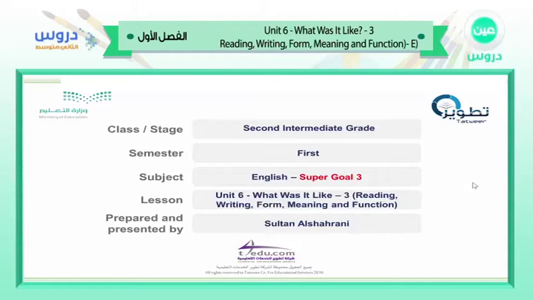So, first of all, thank you very much all of you for being with me. I'm really happy to be with a brilliant, excellent student like you. The second thing, I want to make sure that you understand our book is Super Goal 3. It is not the full blast, it is Super Goal 3. The third and the most important thing, I want to ask you something. Everyone, are you ready to begin our lesson? Very nice, let's go.